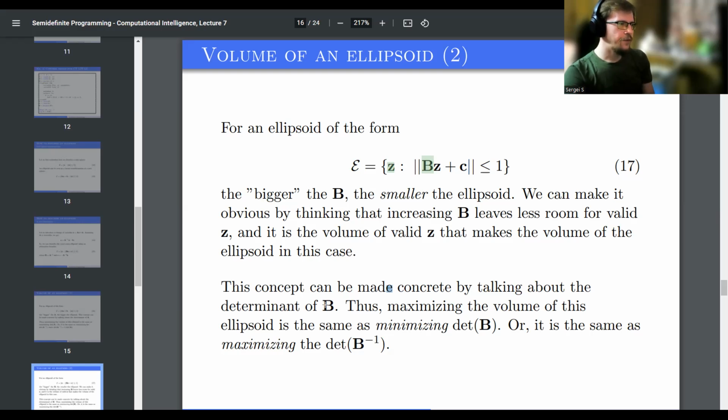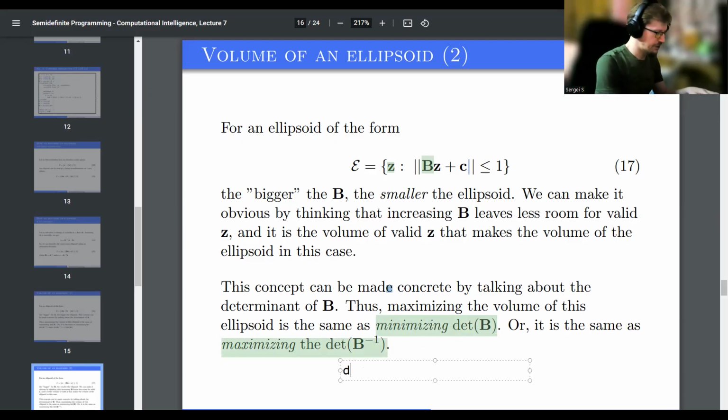Now, to maximize the volume of this ellipsoid, we want to minimize the determinant of B, which is the same as maximizing the determinant of B inverse. And you notice, we already saw it before. Minimizing the determinant of B, that's what we saw on the previous slide. And the determinant of B inverse is the determinant of A. And maximizing the determinant of A is again what we saw on the previous slide. So indeed, it makes perfect sense in both cases.